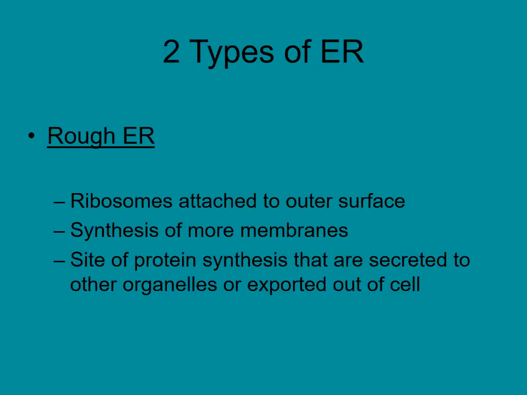There are two types of ER, or endoplasmic reticulum. There's the rough ER. The rough ER has ribosomes attached to the outer surface, which is why it's called rough. It's involved with the synthesis of more membranes. It's also involved with protein synthesis, and most of the proteins that are made on the ribosomes attached to the rough ER are going to be exported or secreted out of the cell.